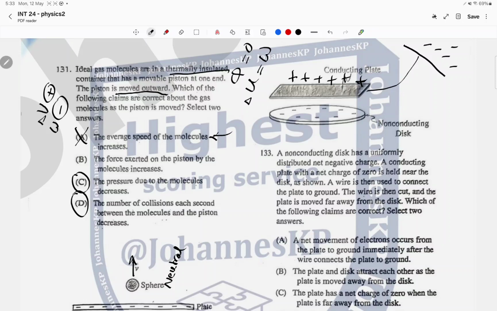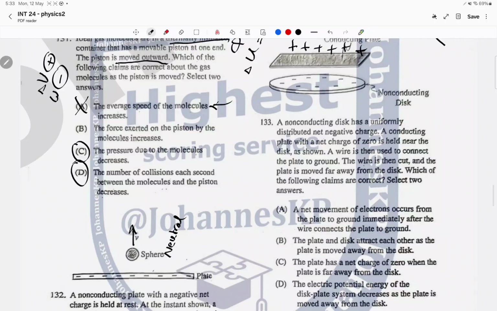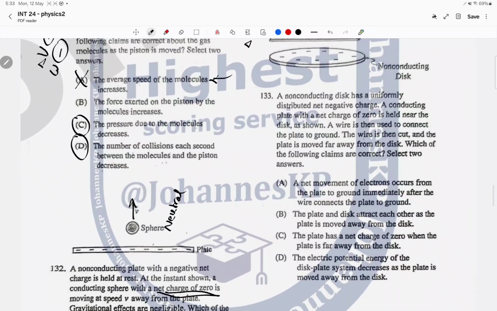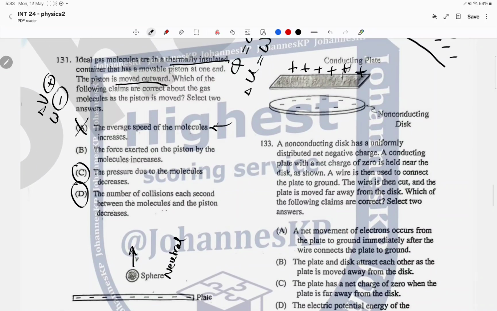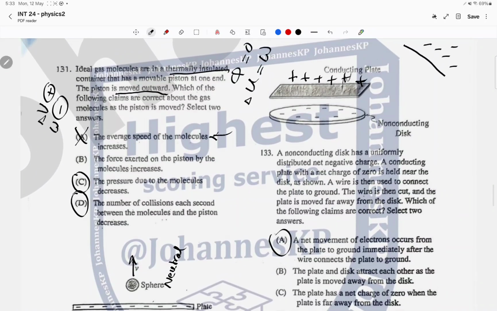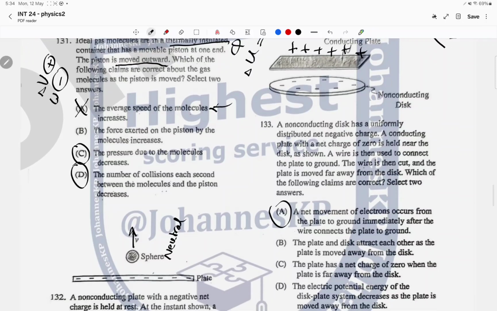A conducting plate with a net charge of 0 is held near the disk. A wire is then used to connect the plate to the ground. The wire then is cut. So it will be left with positive charge. Yeah, that's correct. Okay. Do they attract each other now? Yeah. Because they're oppositely charged, right? So it's A and B.